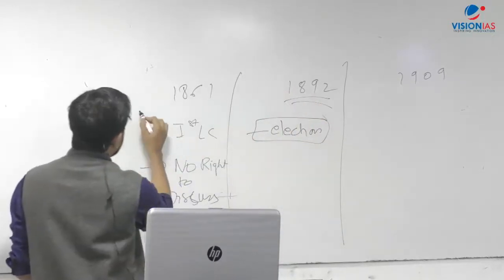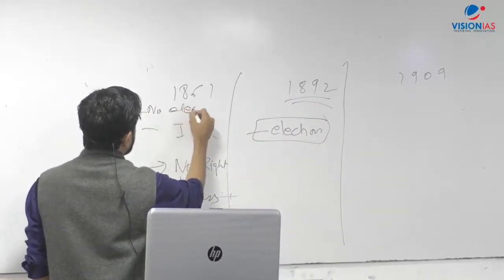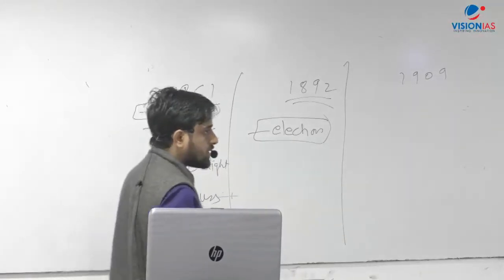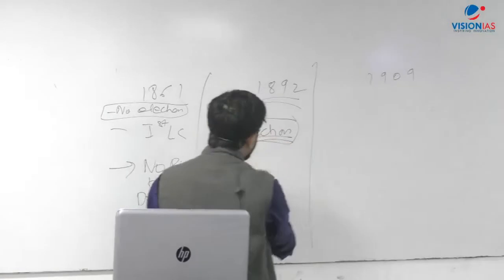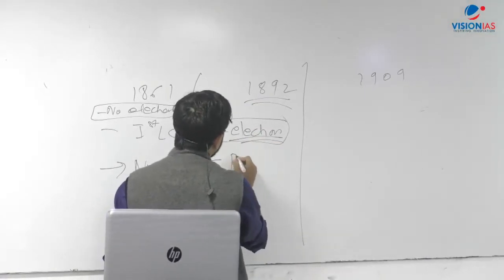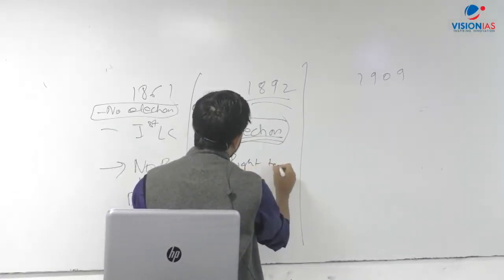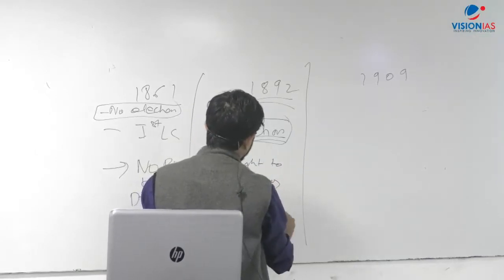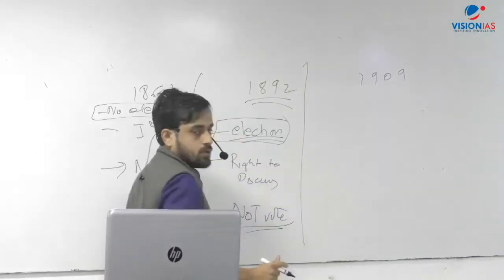Because I told you here, there was no election of Indians. Indians were included, but they were basically appointed by the British, and they were the landed elites. But the element of election was introduced for the first time, and they got the right to discuss the budget. But still, they could not vote on the budget.